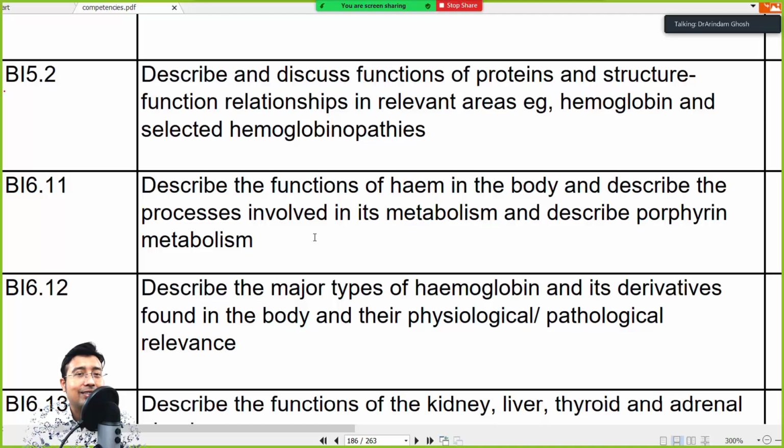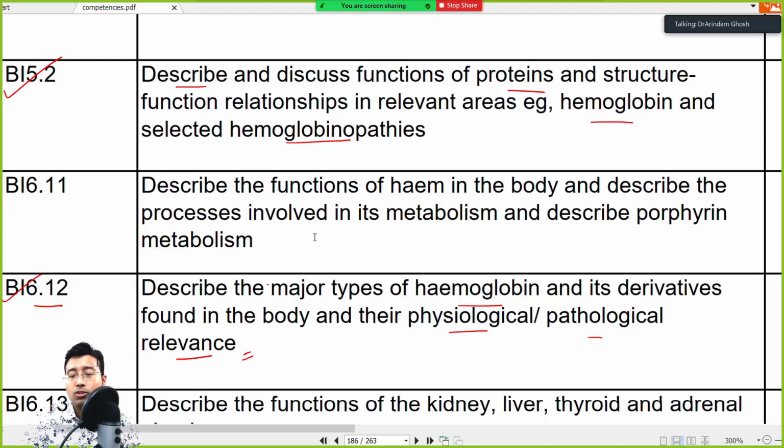Okay, we have discussed in detail about competency 5.2. So let us recap. What did we discuss? The competency says describe and discuss functions of proteins and structure function relationship in relevant areas, right? Hemoglobin, they give a specific example and selected hemoglobinopathies. Okay. They also, NMC, National Medical Commission, NMC 6.12 also says describe the major types of hemoglobin and its derivatives found in the body and their physiological and pathological relevance.